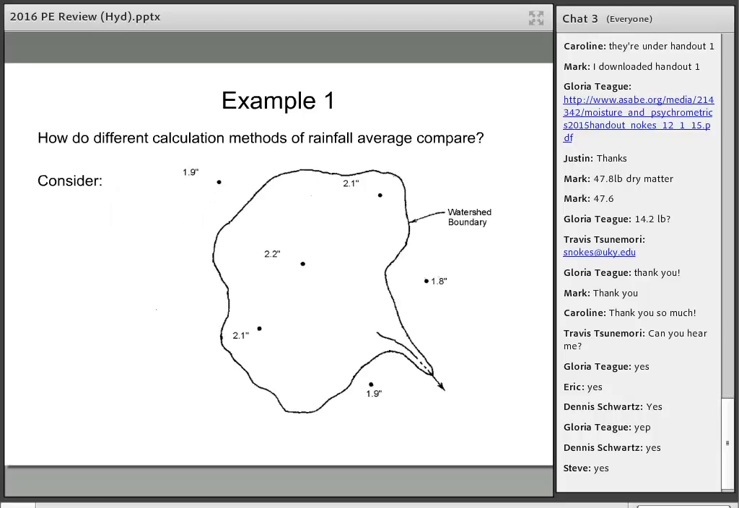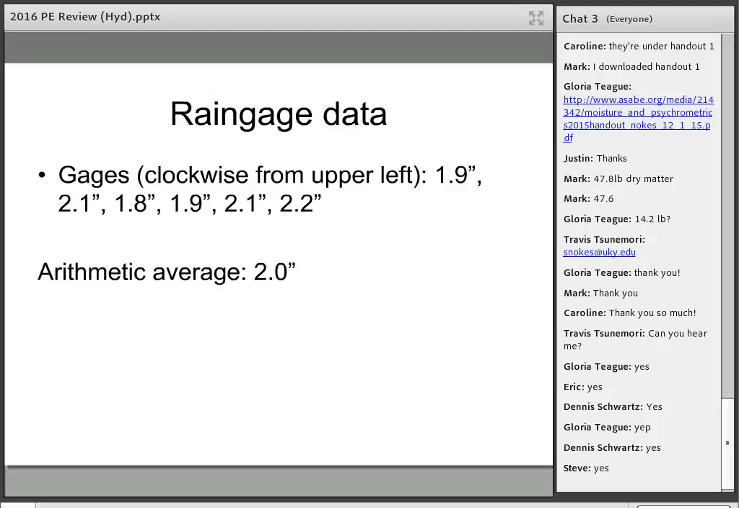This first example is you've got a watershed. You're trying to do something with that outlet down there at the lower right, and you've got 6 rain gauges that are in and around the watershed itself. And for a given rainfall event, you've got the volumes as indicated nearest to the black dots. So those gauges, 1.9 through 2.2, if you just do an arithmetic average of those gauges, you get 2.0.